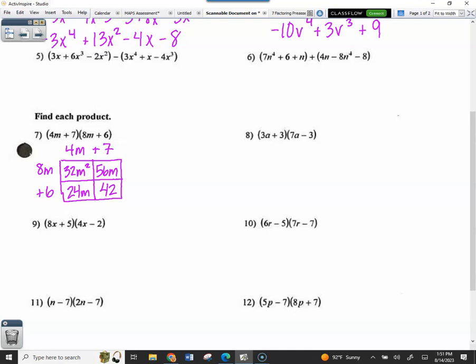Then you look for the diagonal of like terms. So like right here, these are like terms. So when I go to write my final answer, I would combine those. So the answer is 32m squared plus 80m plus 42. So that's the box method.